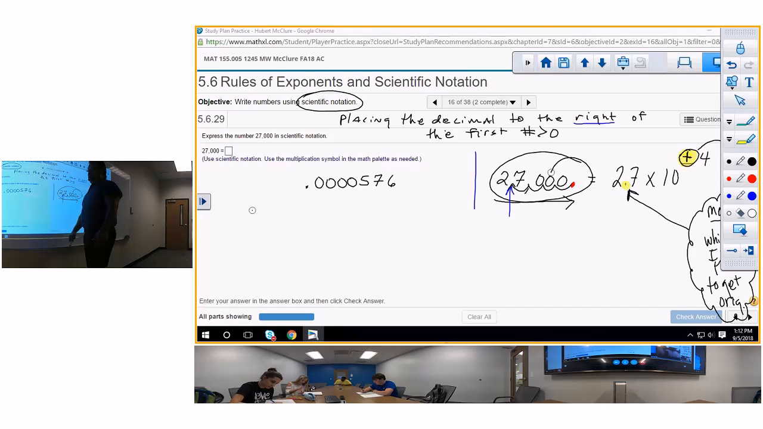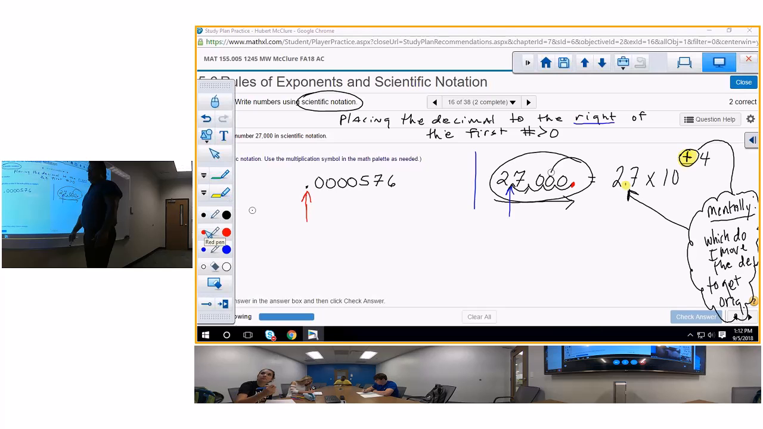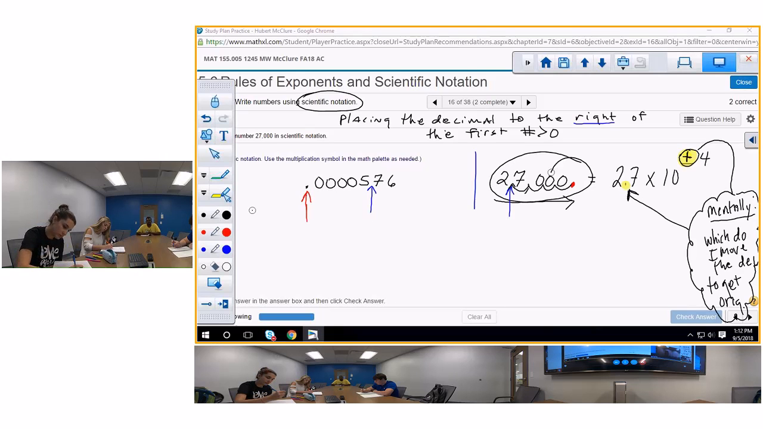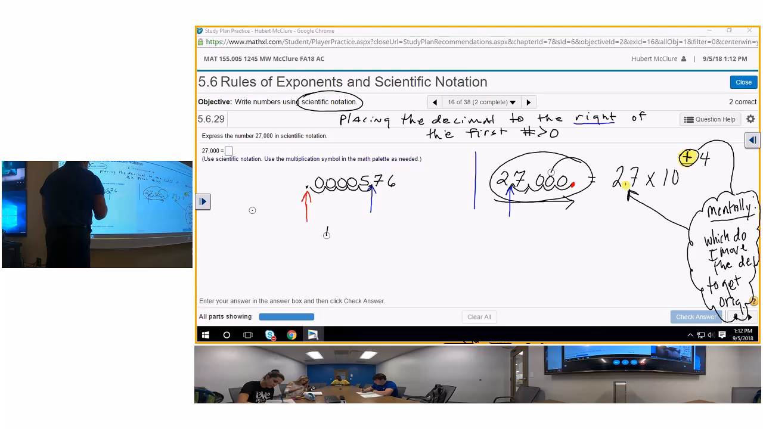We see this one because it's a decimal. It's a small number, so the decimal has to be there. There's the decimal. Where does the decimal need to be? In between the 5 and the 7. Good job. So you're going to move 1, 2, 3, 4, 5. So that's going to be 5.76 times 10 to the blank. And how many times did we move? 1, 2, 3, 4, 5.